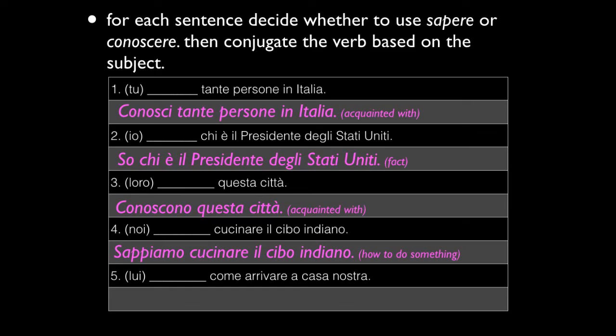And the final one, 5, lui blank come arrivare a casa nostra. This is another one about he knows how to get to our house. This is knowledge of a situation, therefore sapere. Sa come arrivare a casa nostra. He knows how to get to our house.